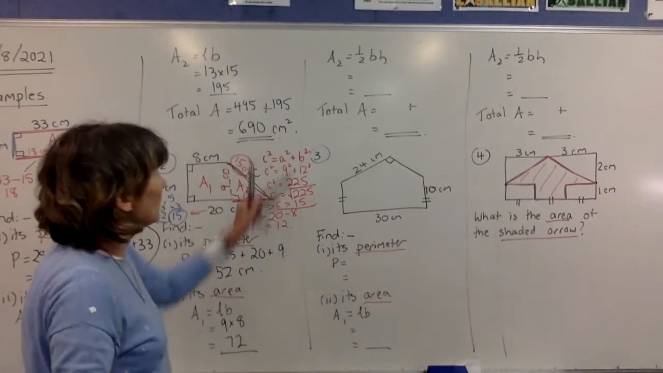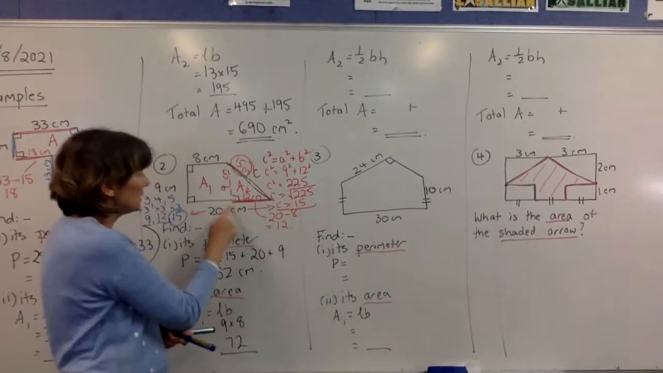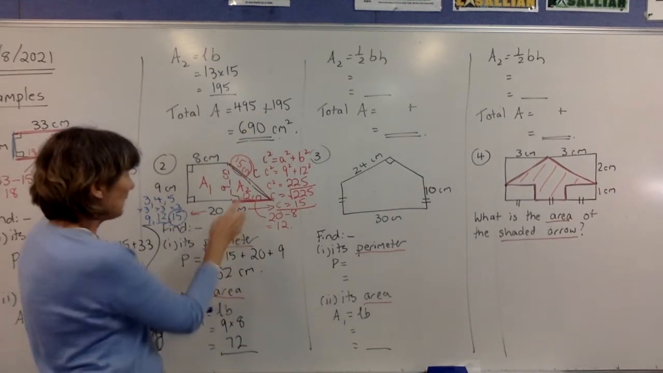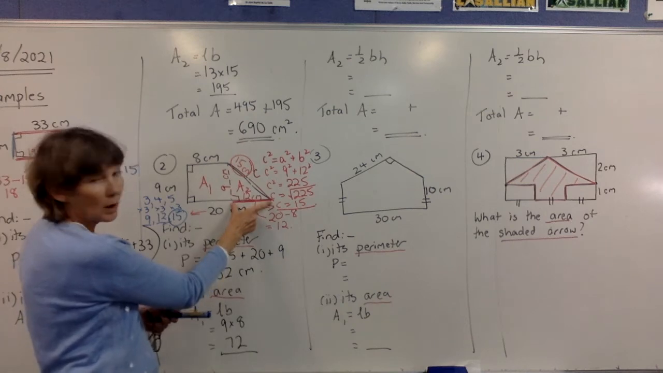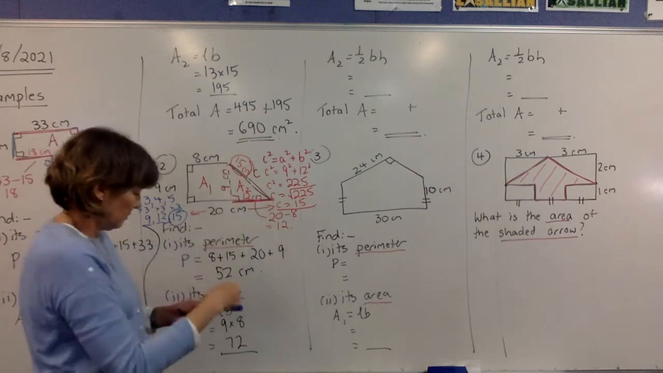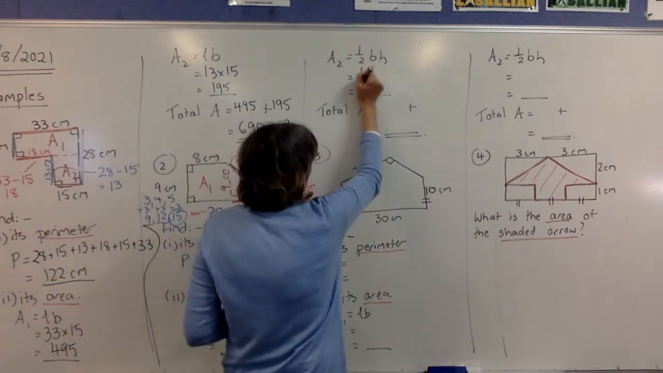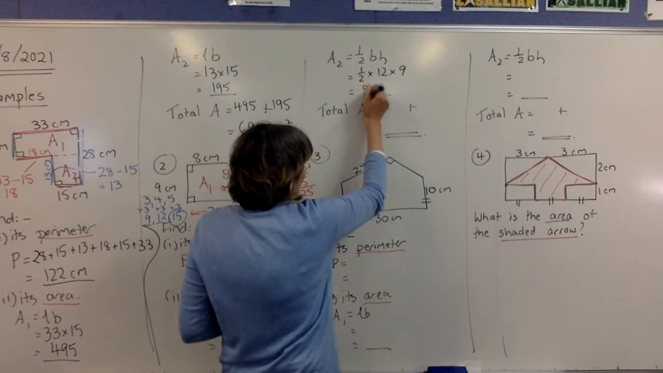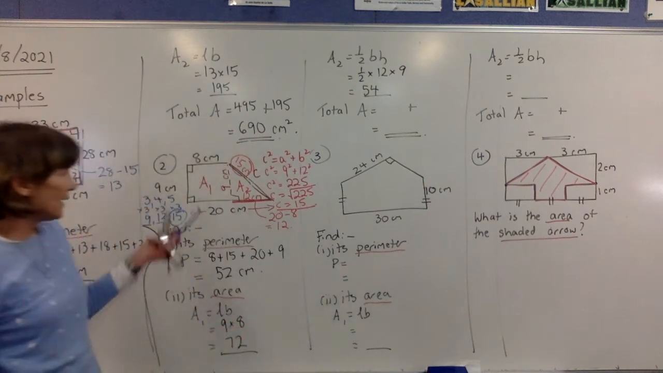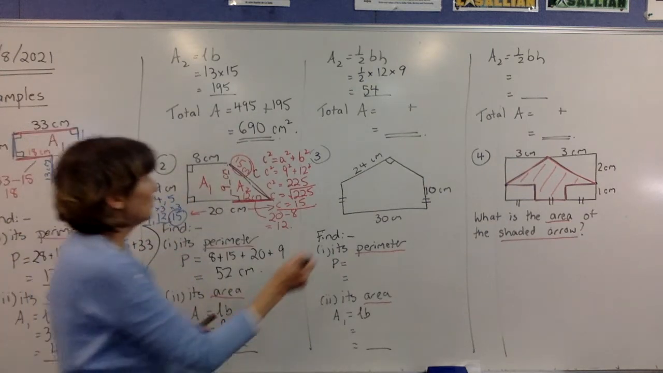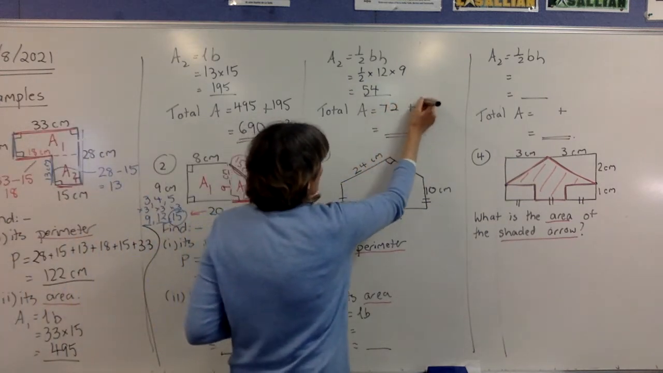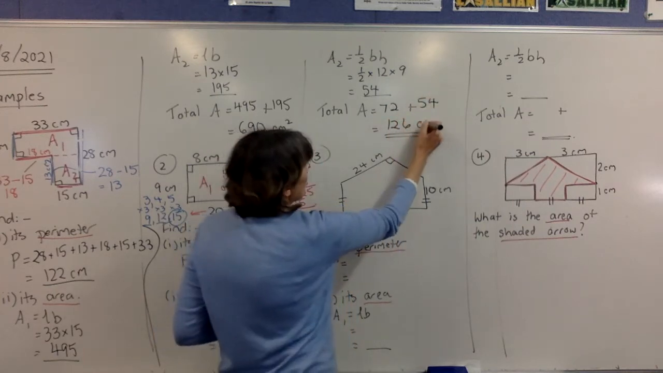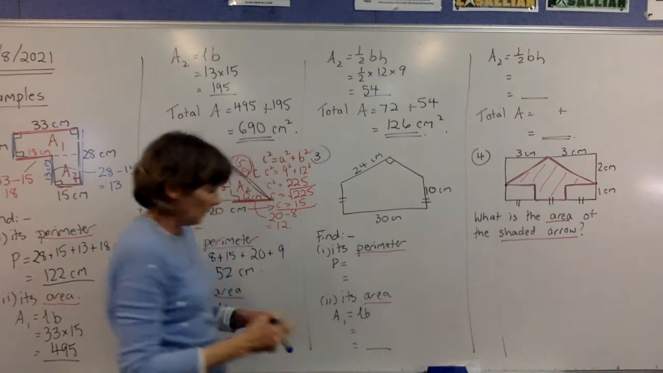Okay, so the next one we're doing is the triangle, which is this bit. So half base by height. So our base and our height are 12 and 9. So it's half times 12 times 9, which gives you 54. And now we're going to add our two areas together. So we have 72 plus 54, and you'll end up with 126 centimetres squared for area.